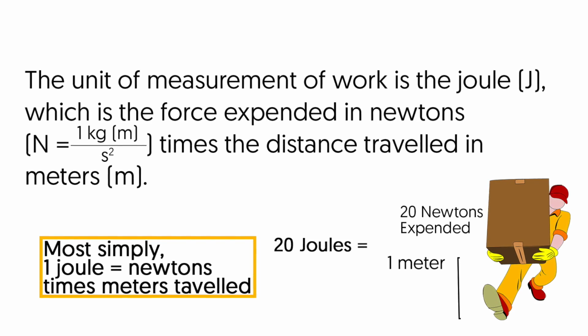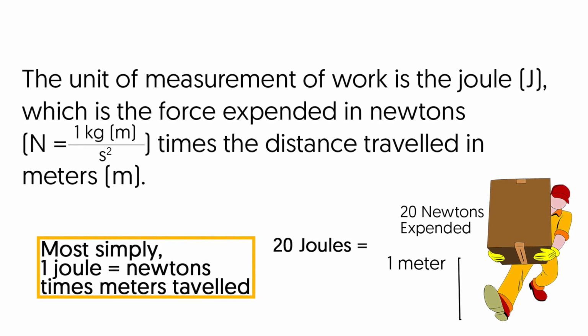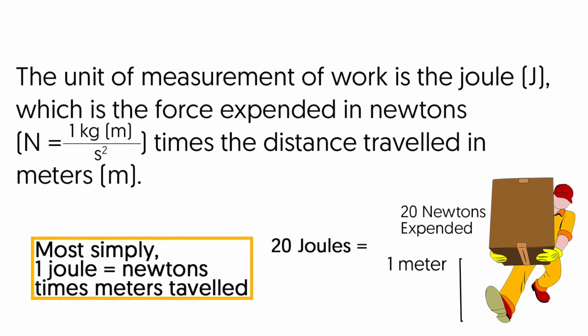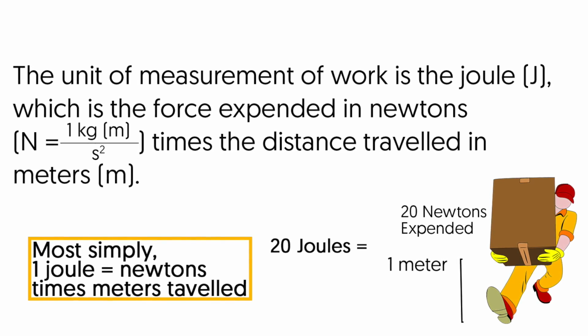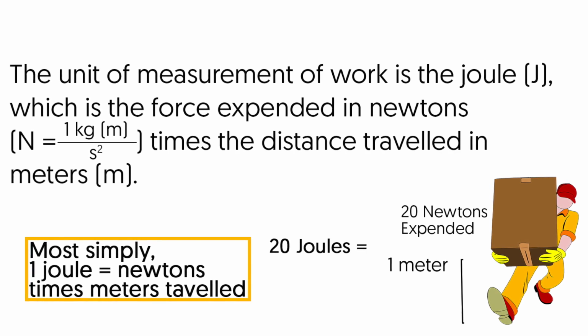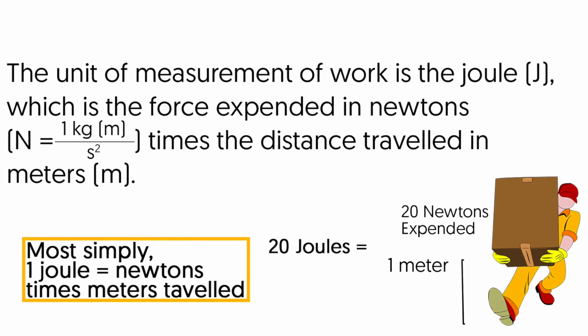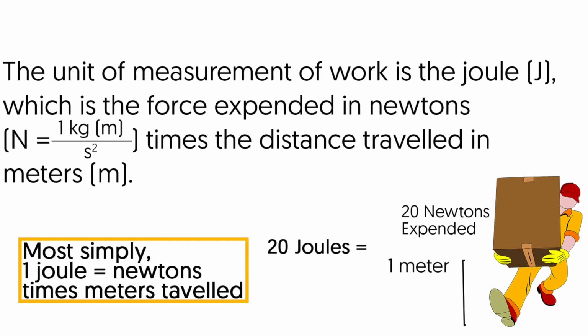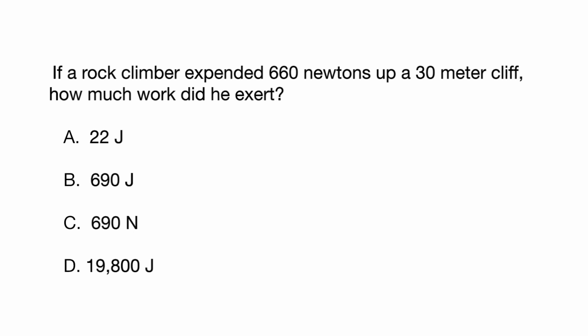You go to lift it 1 meter off the ground. If you cannot get it off the floor, you have not achieved work. If, however, you do lift it 1 meter and expend 20 newtons of energy doing so, you have achieved 20 joules of work, because you lifted the box 1 meter using 20 newtons, and 20 newtons times 1 meter is 20 joules. Make sense? Let's try some other examples.